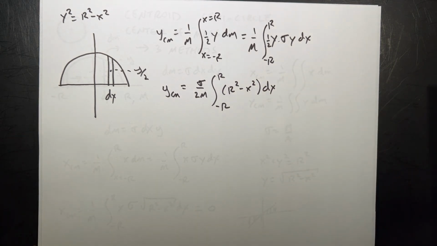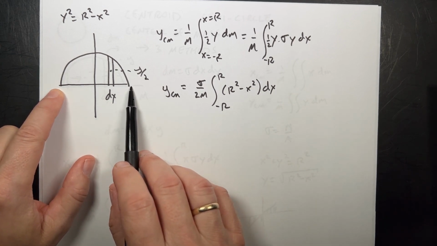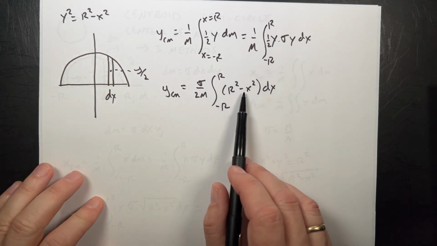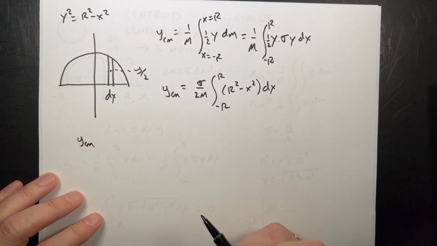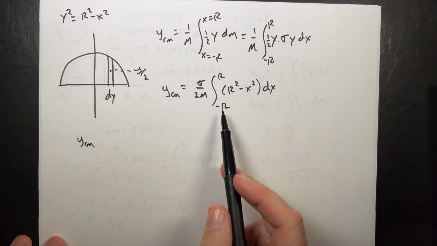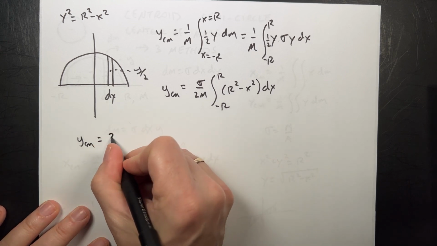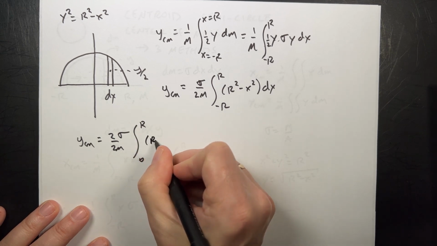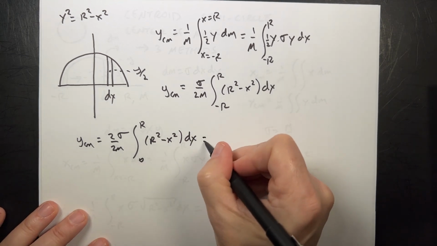I am going to make one quick amendment, because now I have an even function. I'm integrating from here to there. I could just as easily integrate from here to there and double it. And you can see that from the picture, but you can also see that because this is an even function. And honestly, it just makes me feel better, because when I do negative r as one of the limits, I always make a sign error, and I don't like to do that. So I'm going to say this is equal to 2 sigma over 2m, from 0 to r, r squared minus x squared dx. And that's not too bad of an integral to do.